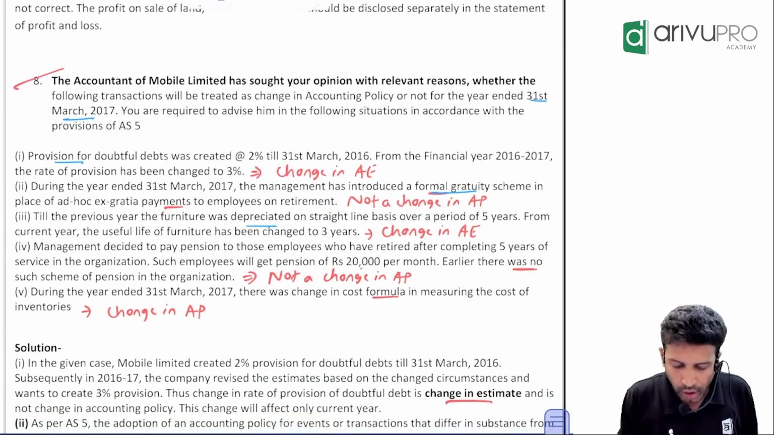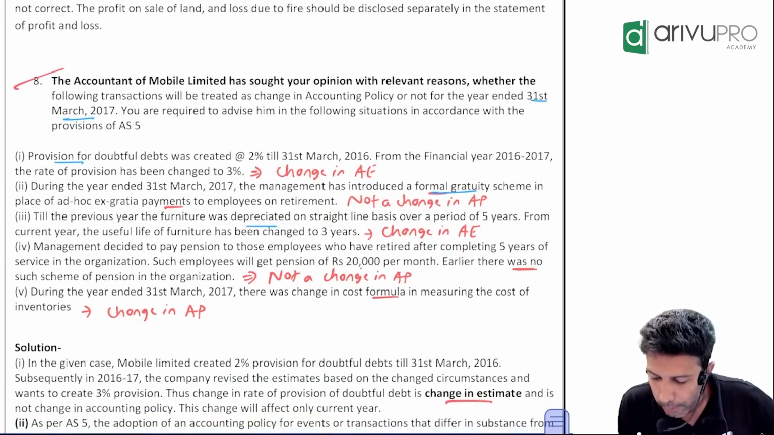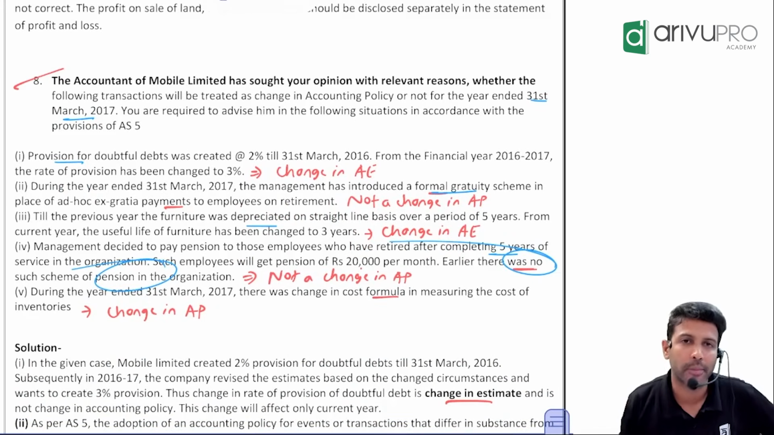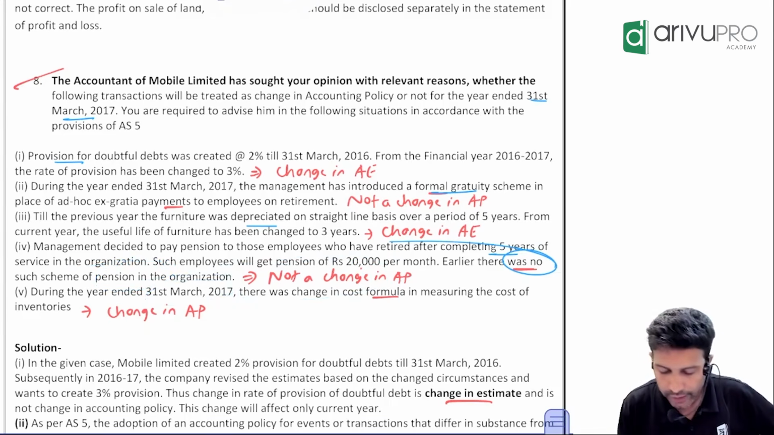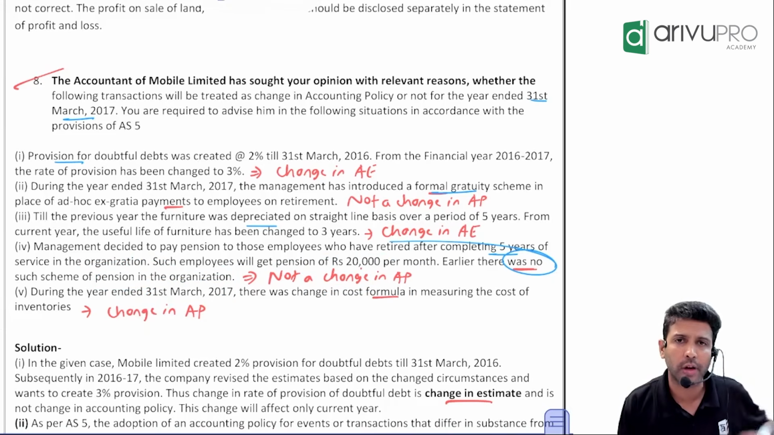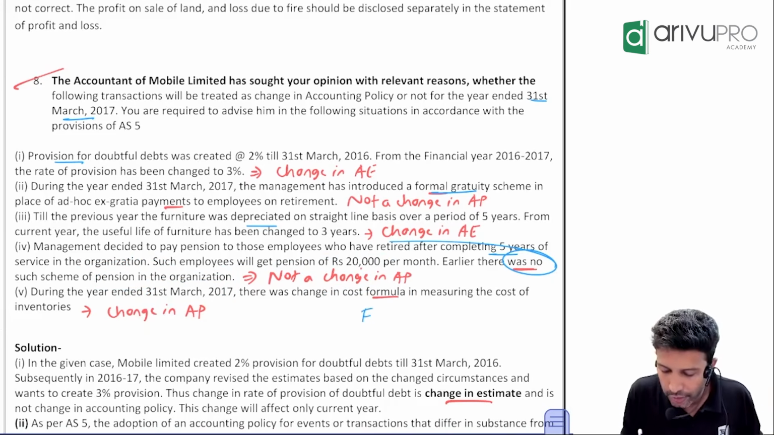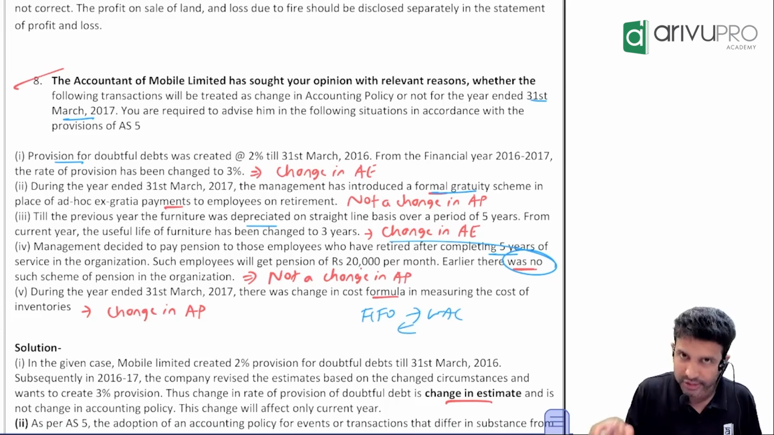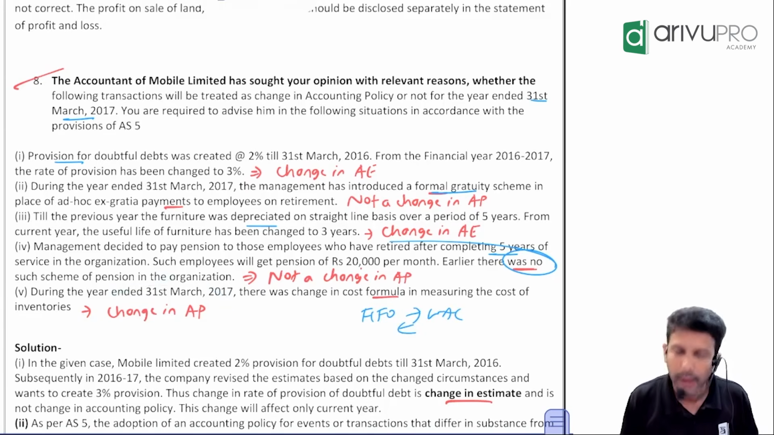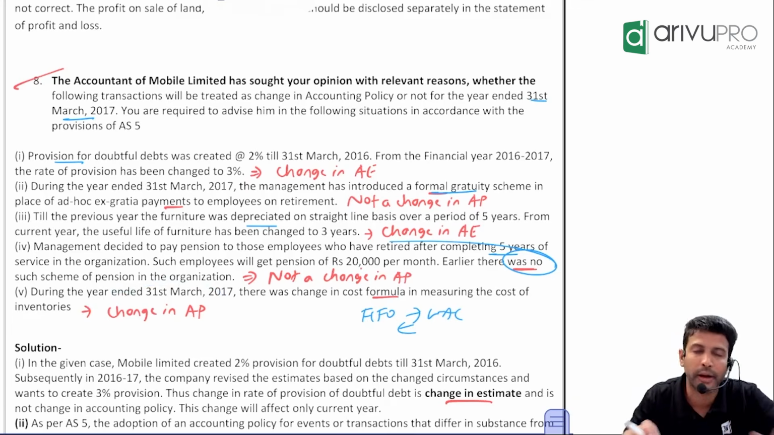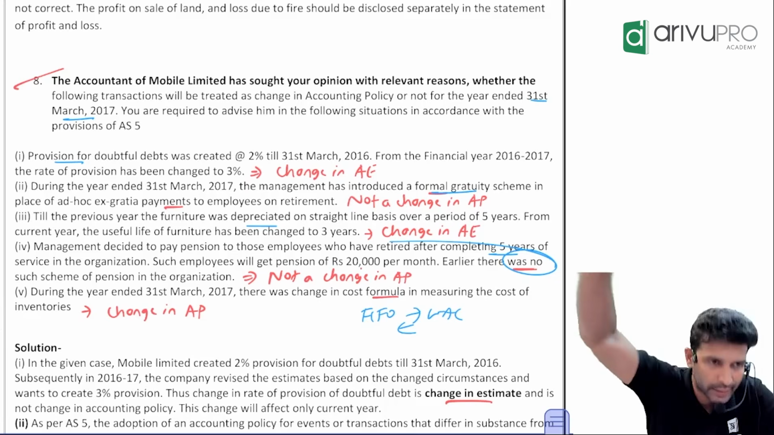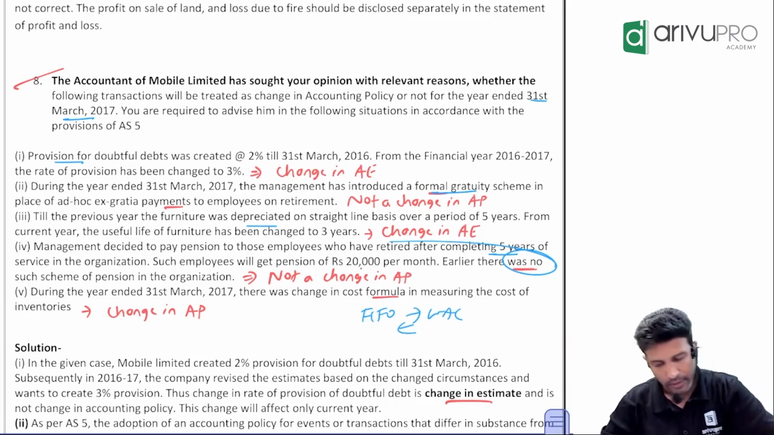Okay. Management decided to pay pension to employees who retire after 5 years. Earlier we had no scheme. Earlier no scheme. Now they brought in a scheme. Is it a change in accounting policy or not a change? Not a change. During the current year, there was a change in cost formula. Cost formula means maybe you went from FIFO to weighted average or vice versa, right? If you change this, what is this? A change in accounting policy. And accounting policy changes always have what impact? Retrospective application, meaning you all have to recalculate from the beginning and give its effect in the current year. That's it. Thank you.